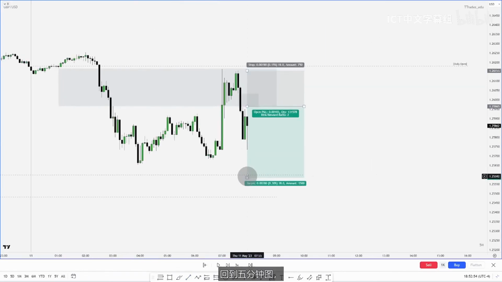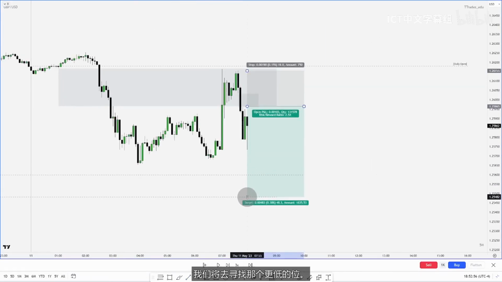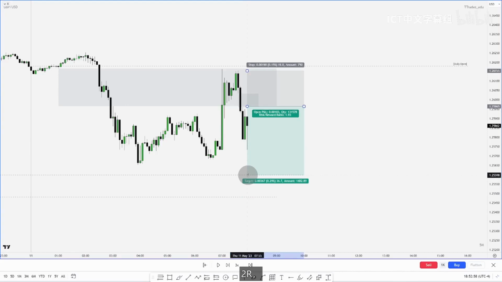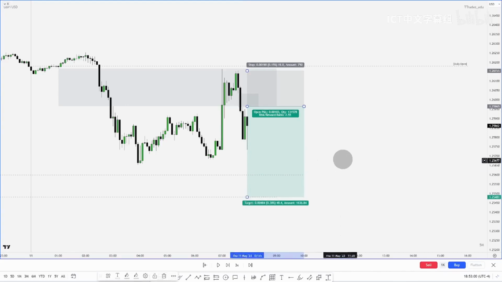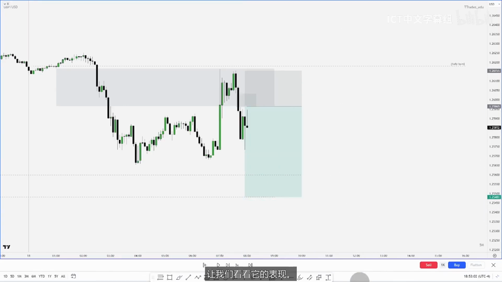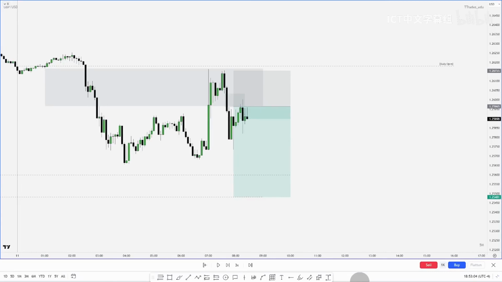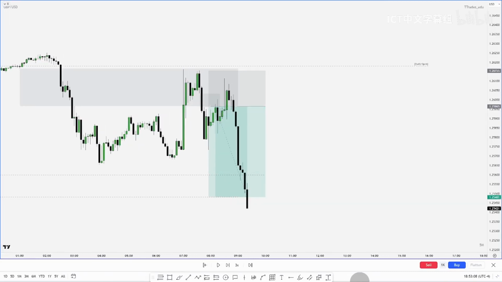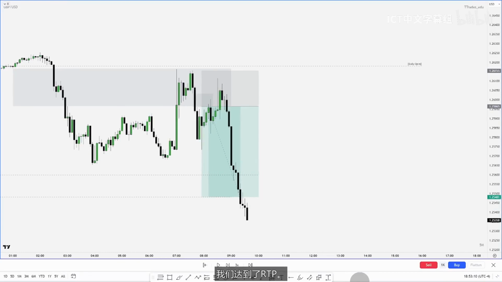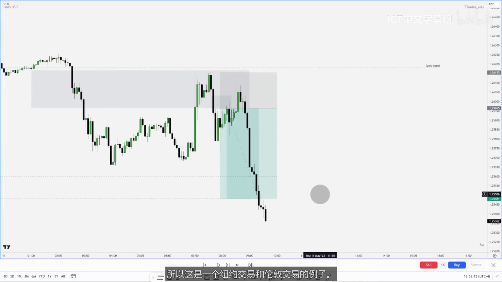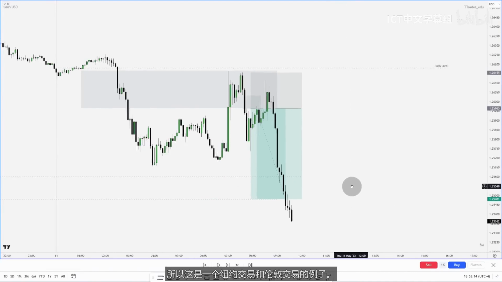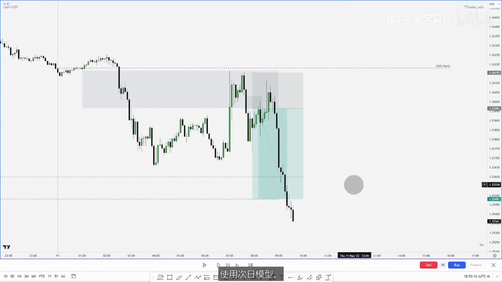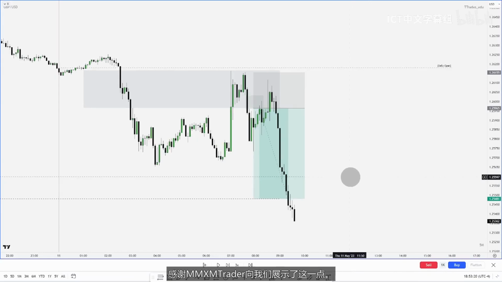Going back to the 5-minute chart, if we're going to go reach for that lower one, so we're over 2R there, 2.55R. Let's see how it works out. So get a move up, some consolidation, and there we go, we hit our TP. So that is an example of a New York session trade and a London session trade using the next day model. Thank you to MMXM Trader for showing us that.